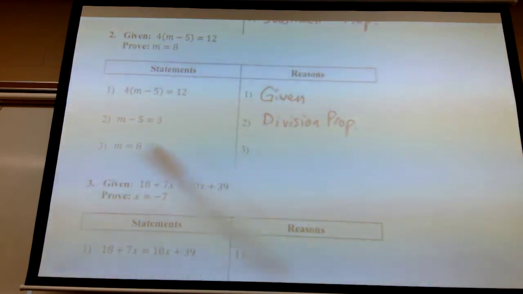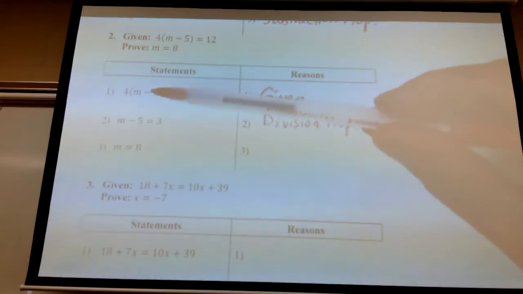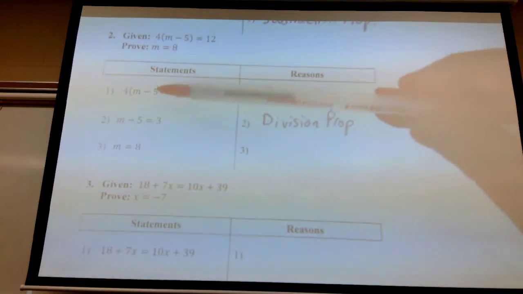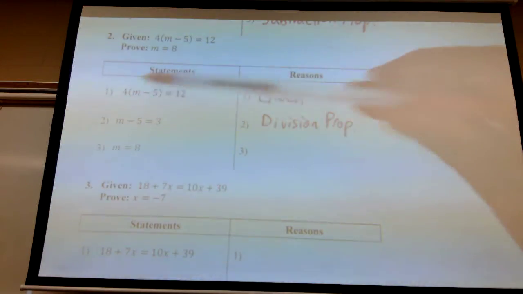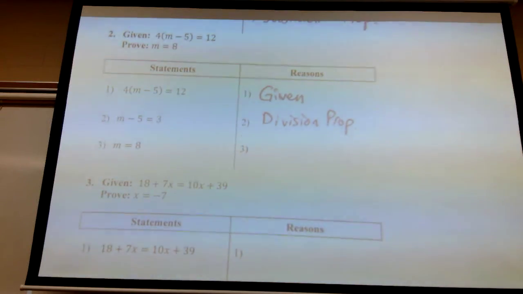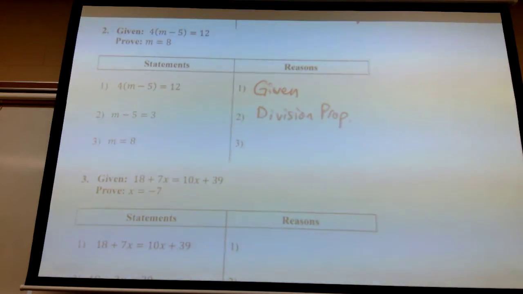A lot of times people will look at this one, they'll see the number in front of parentheses, and they'll automatically assume it's going to be the distributive property. But if you look from step 1 to step 2, we didn't distribute the 4. We actually divided both sides by 4. That's why we're going division property on step 2.